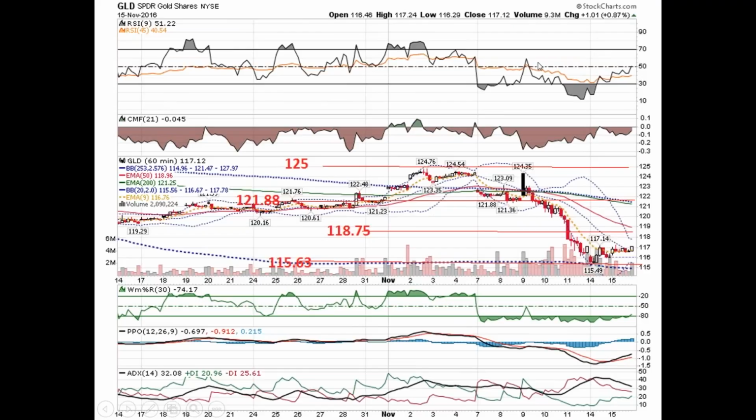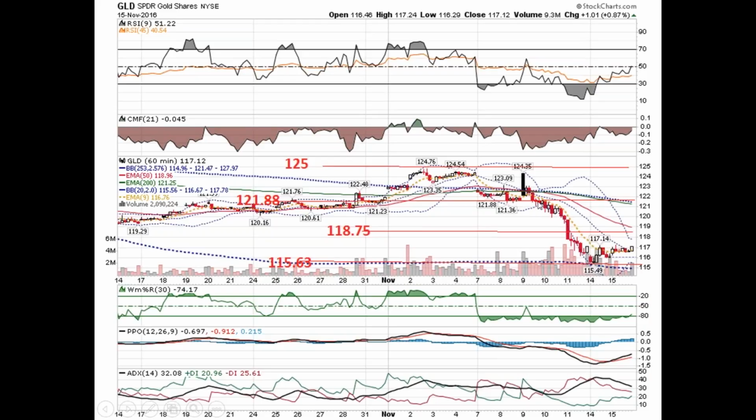Okay, here's the GLD. GLD crossed into a downtrend on the 60, came down and stopped the other day right at the 115.63 line and started to move up. Now I don't expect the GLD to go much further than this 121.88 level. It may stall at 118.